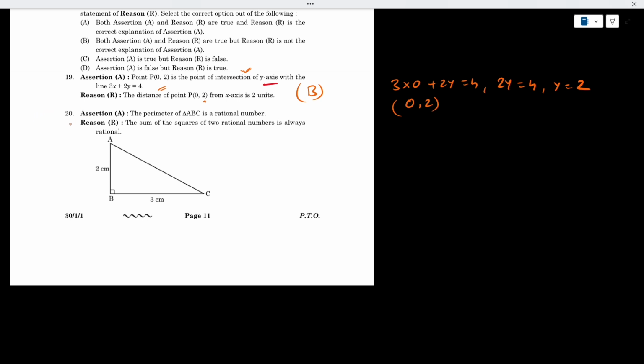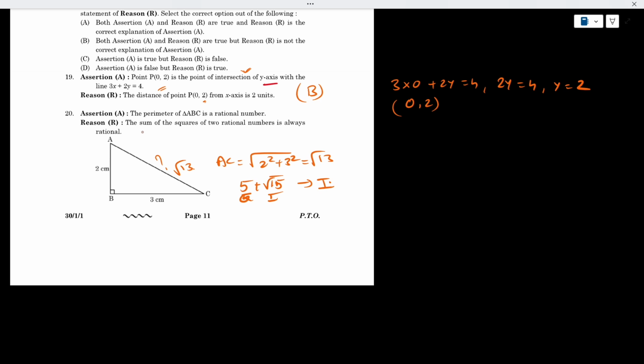Now next one, the last question here. The perimeter of triangle ABC is a rational number. So how to get the perimeter? You need to get the length of AC, using Pythagoras theorem, 2 square plus 3 square, which is nothing but root 13. If root 13 is there, when you take the sum, it will be 5 plus root 13, and you know that the sum of a rational and an irrational is always an irrational number. So your statement A is false.